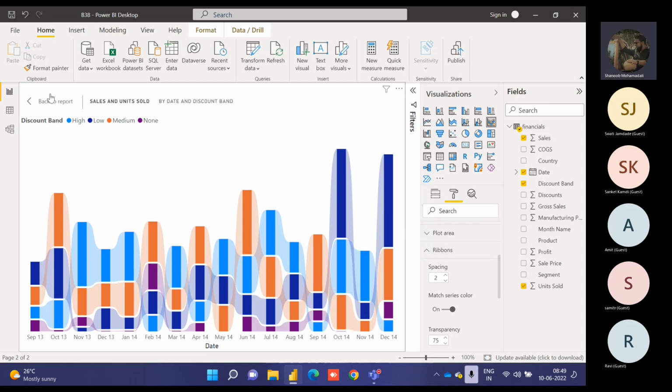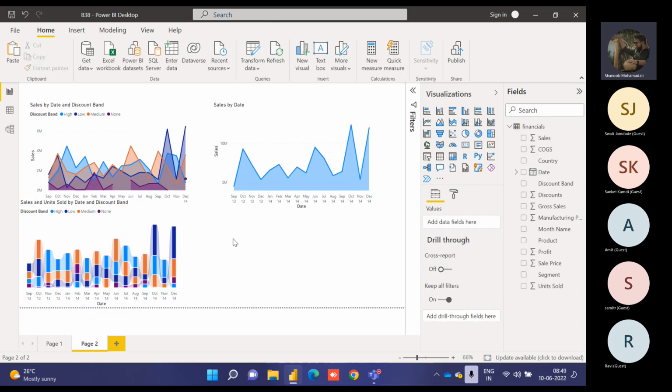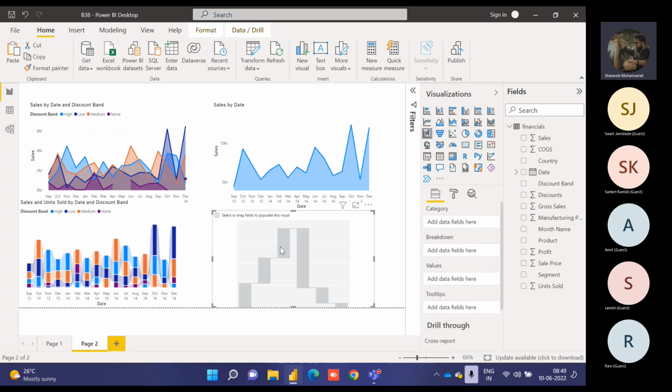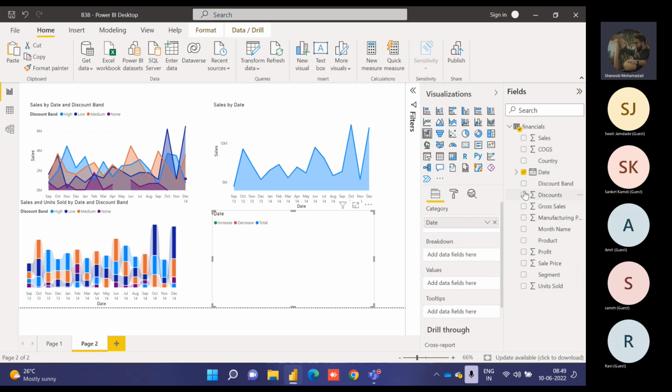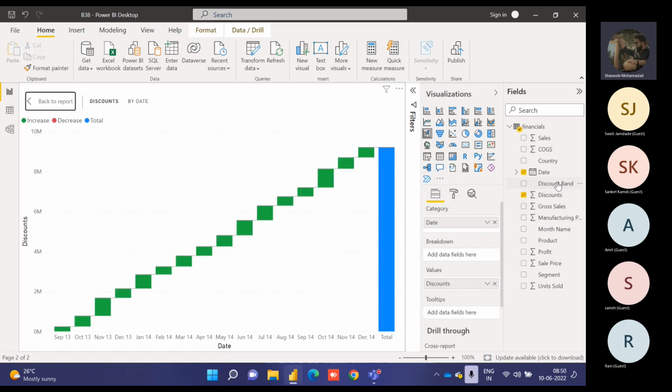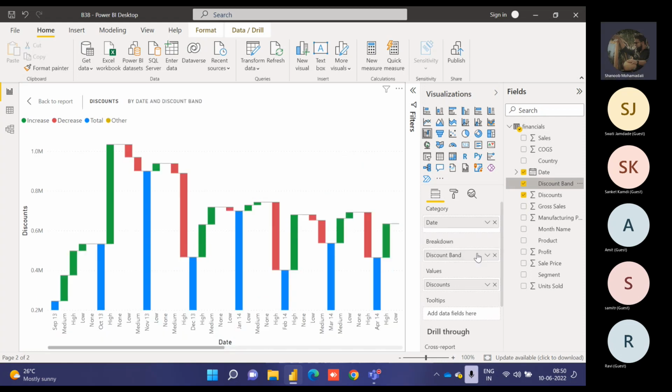All right, so let's go to the next visualization, which is similar to the ribbon chart, called the waterfall chart. A waterfall chart is mostly used in the financial domain. So let's say I have the date field like this. I have discounts, let's say, and now I would further distribute it. That is, the breakdown would be by discount band.